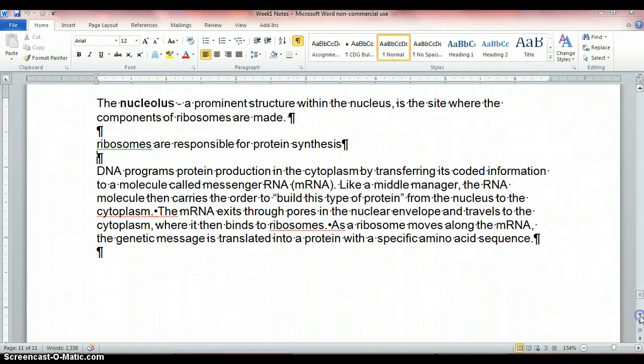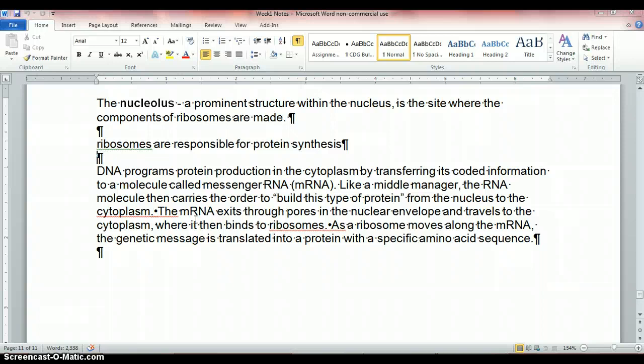Let's scroll down. DNA programs protein production in the cytoplasm by transferring its coded information to a molecule called an RNA, messenger RNA. So we've got a little M in there because it's a messenger, and that tells you it's moving around, right? Communicating like a messenger. Like a middle manager, the RNA molecule then carries the order to build this type of protein from the nucleus to the cytoplasm. So inside the nucleus to outside.